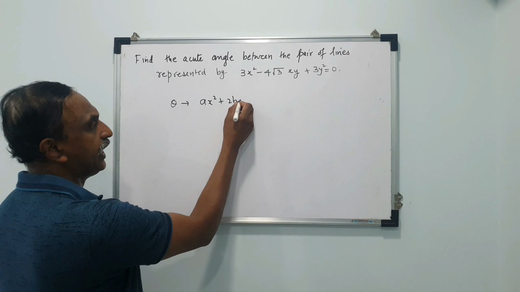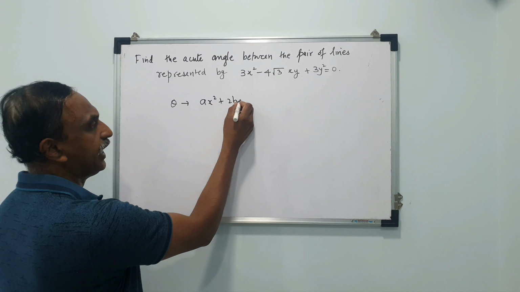So we know here a is 3, 2h is minus 4 by root 3, and b is 3. So we'll substitute in tan theta. So tan theta is 2 into root of, here you can cancel this 2 with this 2. So h became minus 2 upon root 3. So minus 2 upon root 3 whole square minus a into b. A is 3, b is 3. So 3 into 3, 9.